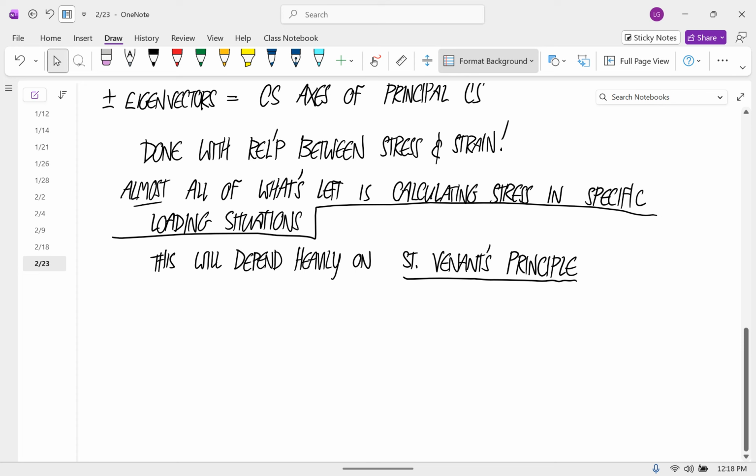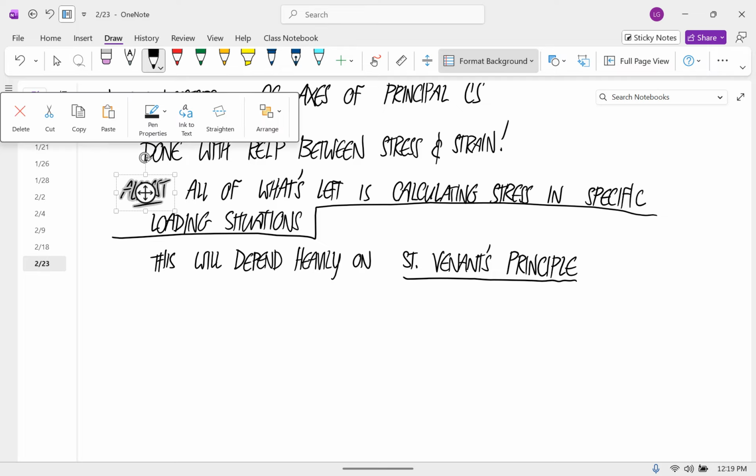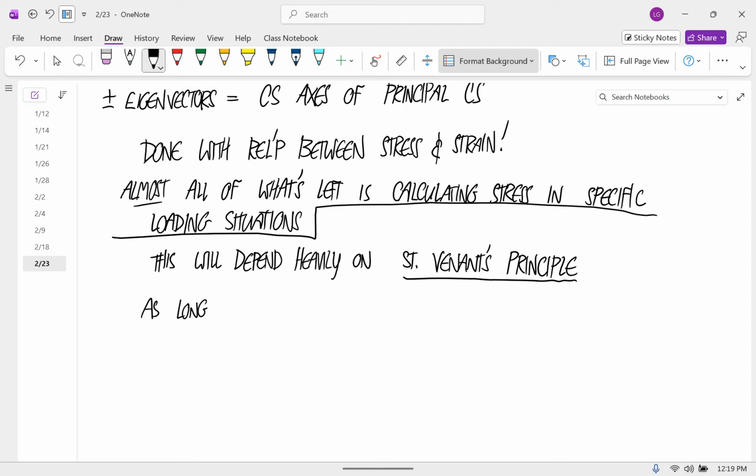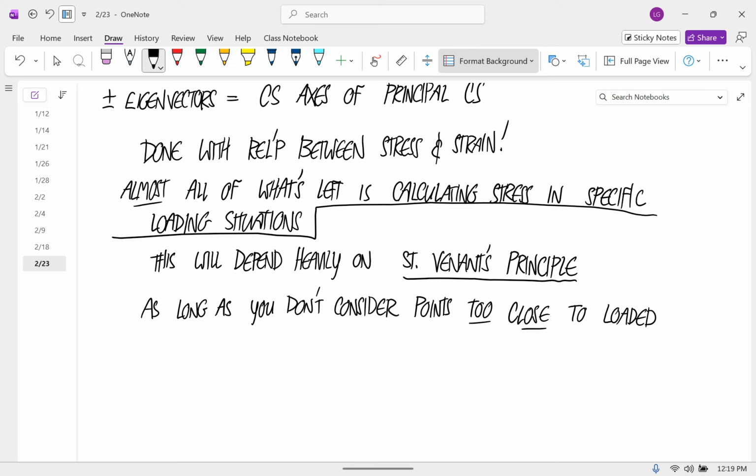And here's what Saint Venant's principle says. As long as you don't consider points too close to the loaded face, the stresses are the same for equipollent systems. I'll draw you a picture of this in a second.